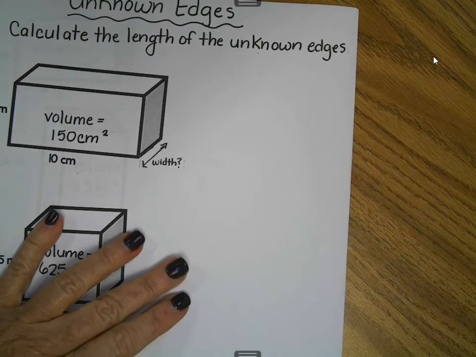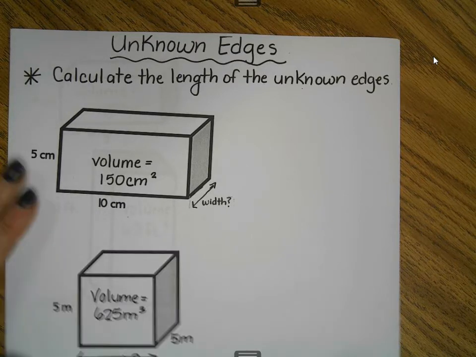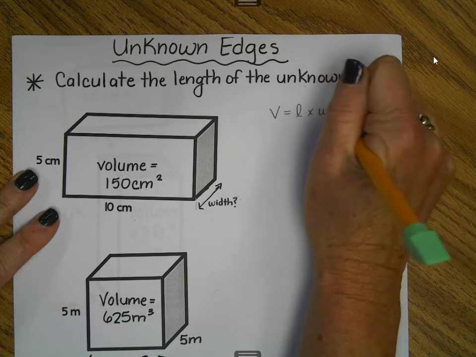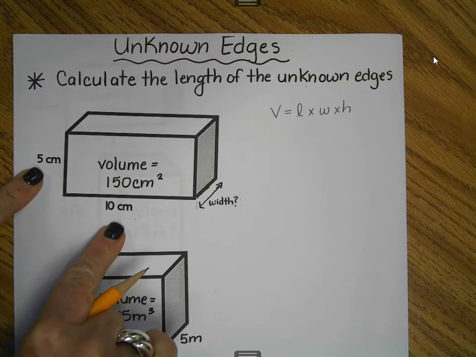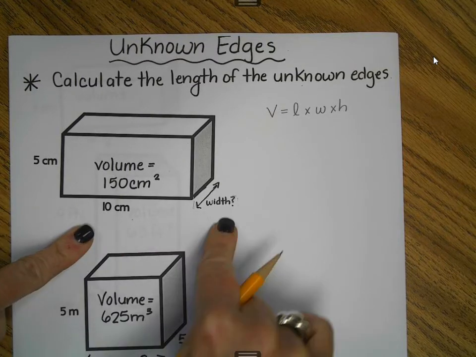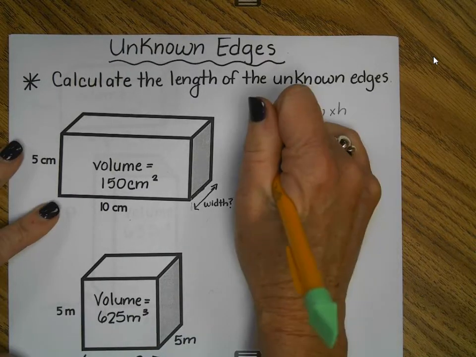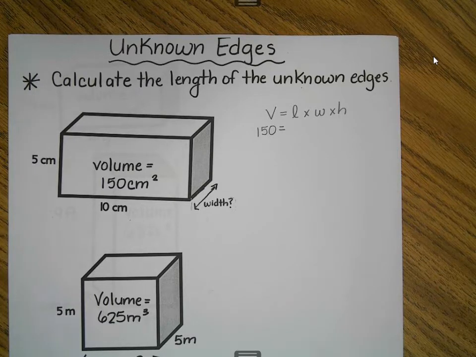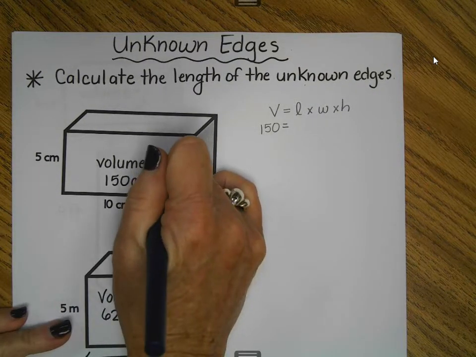All right, so we're going to be using those formulas again. So again, I'm going to start with my volume formula. Volume equals length times width times height. I see two of my known edges, two lengths. I'm looking for the width, and I know the volume. So when I plug in the values, the volume is 150 cubic. Sorry, I even have a boo-boo right there. It's supposed to be 150 cubic centimeters. Look at Miss Basel's mistake.